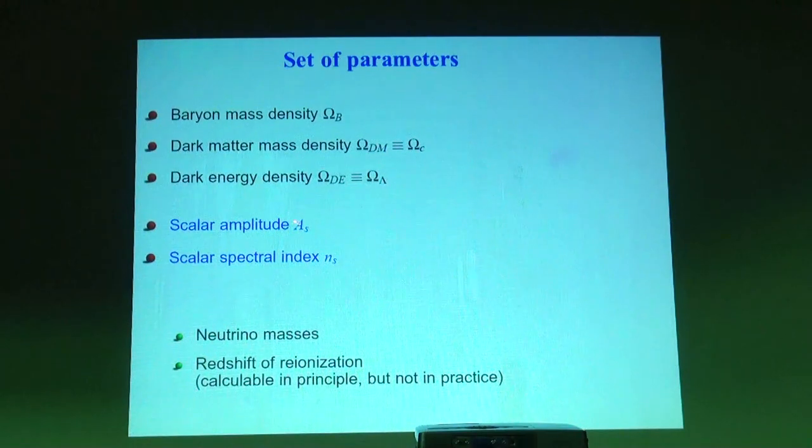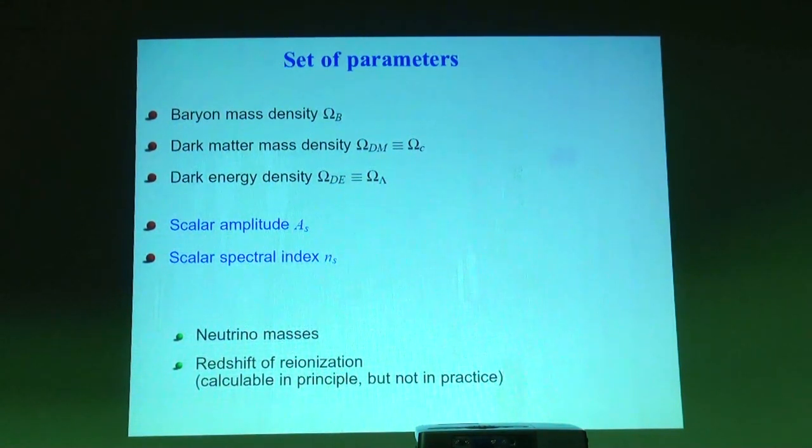Inhomogeneities, as I said, are characterized by the scalar amplitude and scalar spectral index. So there are only five parameters here which characterize our universe, if we think in the minimalistic manner. Also, there are other parameters which play some role in the universe, namely neutrino masses. Since neutrinos are there in the universe, we need to know their masses to calculate precisely the properties of our universe.